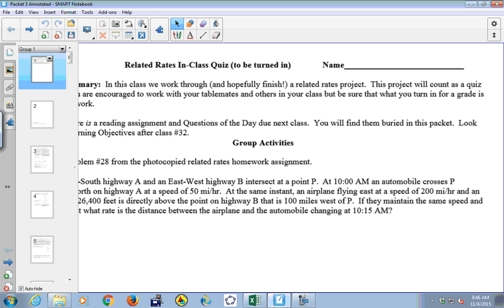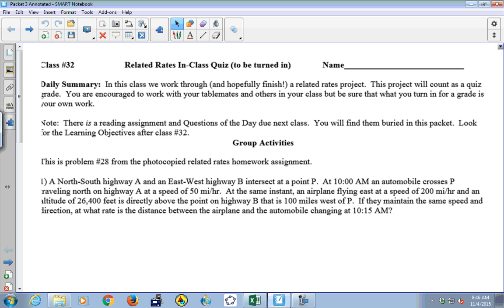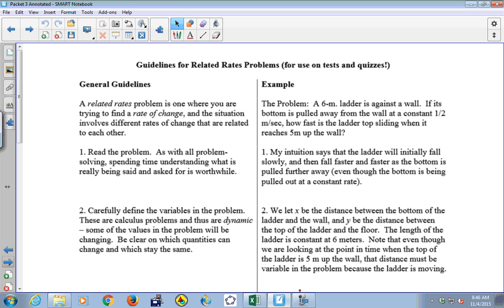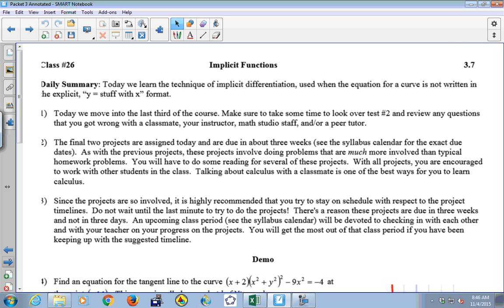Okay, so the first page of your packet is an in-class quiz that we're going to have on class 32. It's on the first page so that when we get there, you can just rip it off to hand it in. The next page is guidelines for related rates. That's like a note sheet you can bring to your test. And then we get to today, class 26.